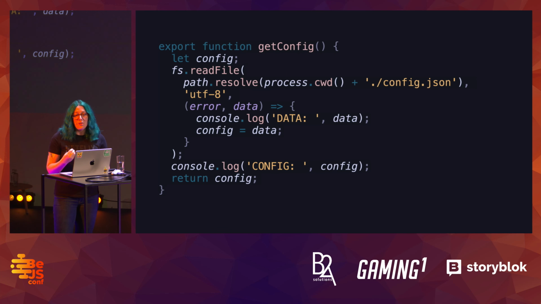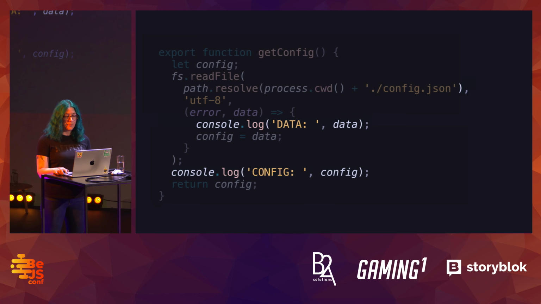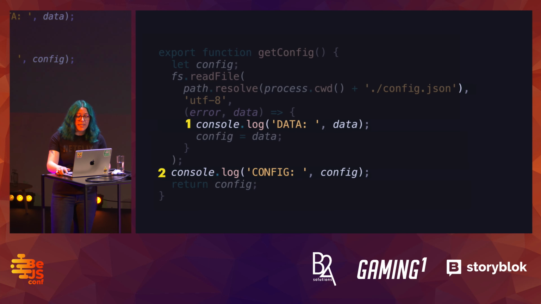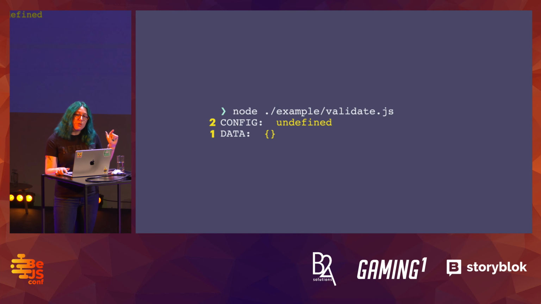I want to know more about what's happening in this function. I want to know what is the value of the data when it's received. I want to know what value is assigned to the config variable. And as I do this, I expect the logs to happen in this order. So 1, 2, so the data and then the config. What I get, though, is 2, 1.